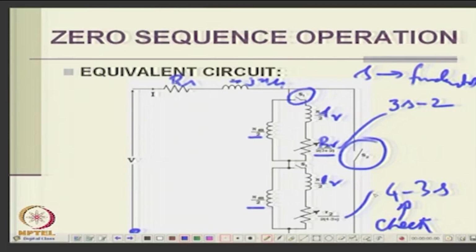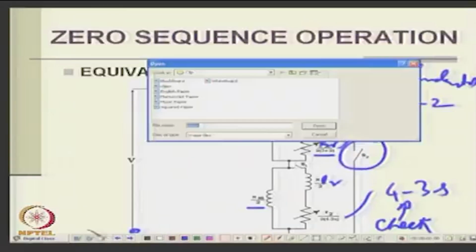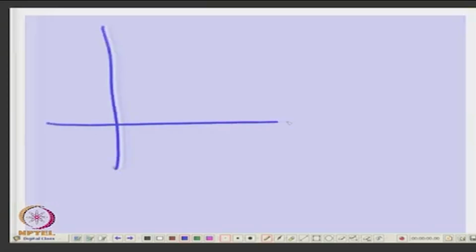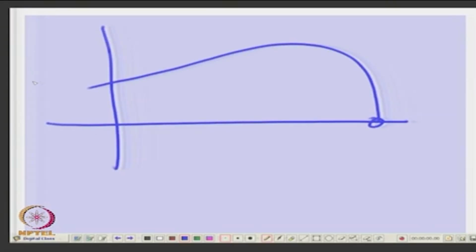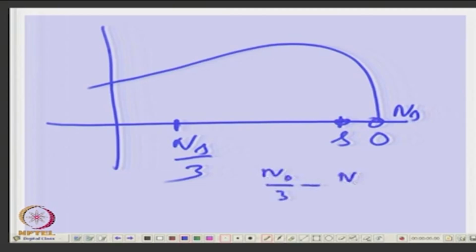Now, your synchronous speed is 1/3 of the original. So, what it means is, this is the normal characteristic, fundamental. Supposing this is the S here for the fundamental. But for the third harmonic, this will be Ns by 3, isn't it? So, this point will have a different number. For the fundamental it is S, for this what will be the slip? The slip here will be Ns by 3 minus N over Ns by 3, where N is the speed. Okay. So, compared to the fundamental, that is what it will be.